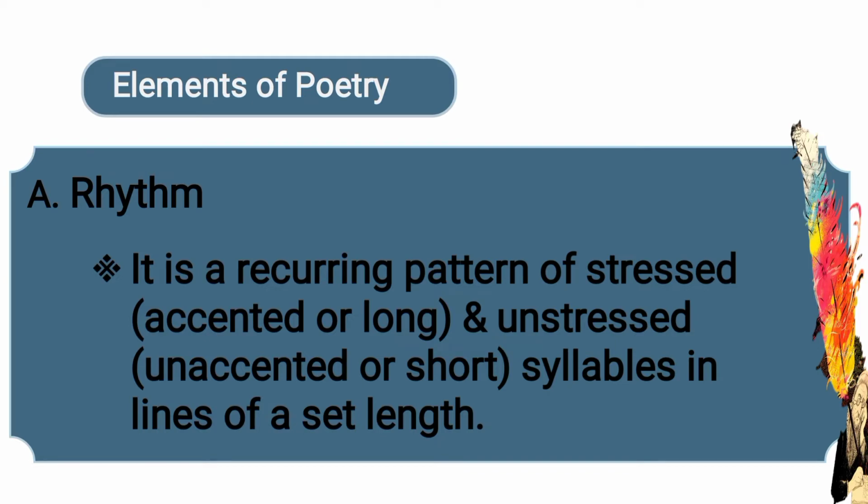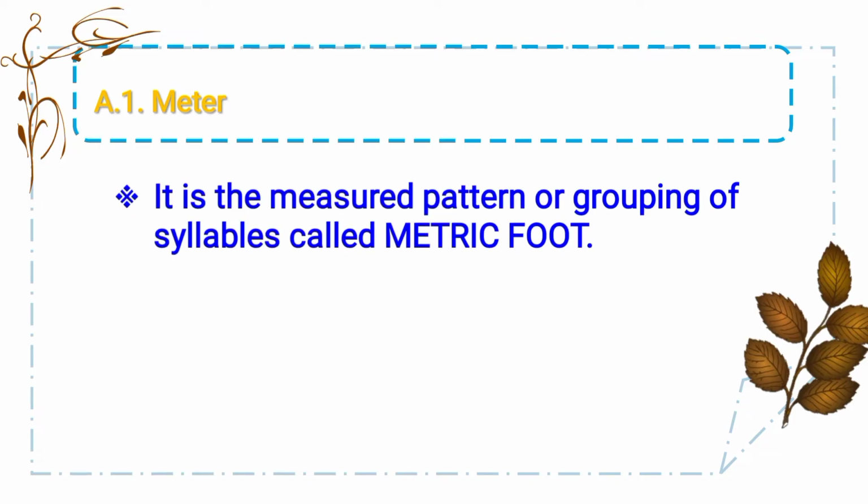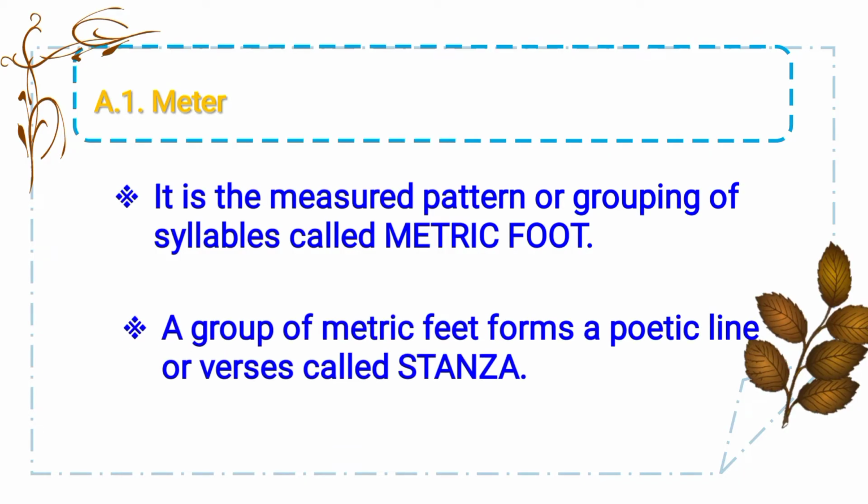Under rhythm, we have meter. It is the measured pattern or grouping of syllables called metric feet. A group of metric feet forms a poetic line or verse, and a group of lines is called a stanza. So, that is the meter that is part of our rhythm. We also have different types of meter.